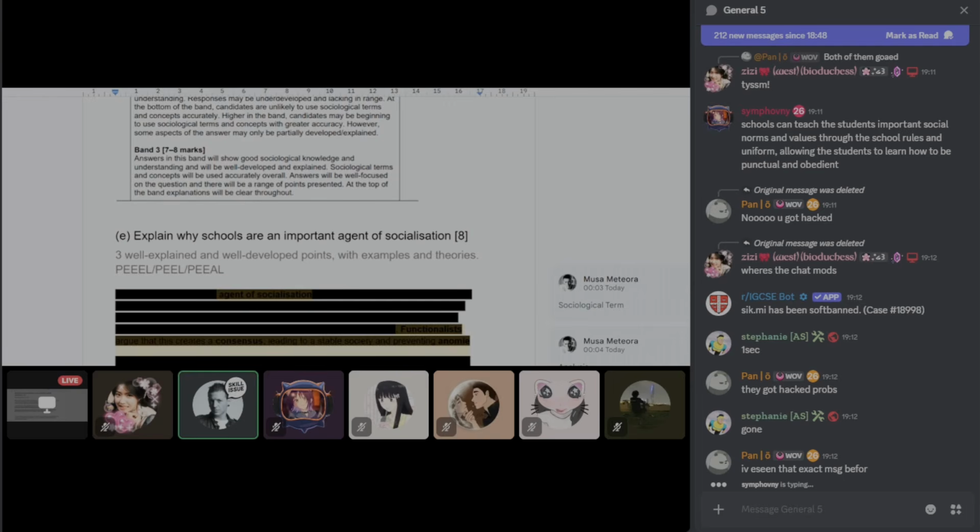Symphony's answer: Schools can teach the students important social norms and values, like the school rules and uniform, allowing students to learn how to be punctual and obedient. So, Symphony, your answer is great. You understand the concept, but I've identified one problem with it. Your answer lacks sociological terms. You have to mention the hidden curriculum because that is basically what you're describing here, but you haven't mentioned that it is the hidden curriculum. So just look out for that and remember to include these terms in your answer.